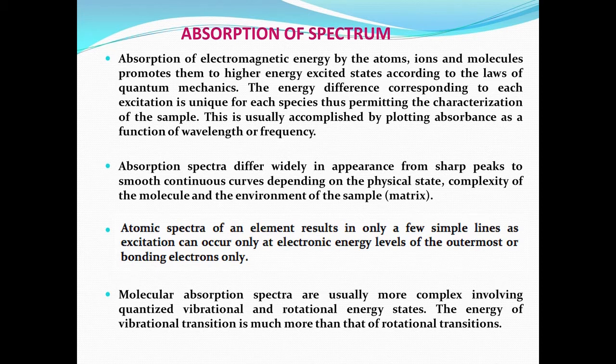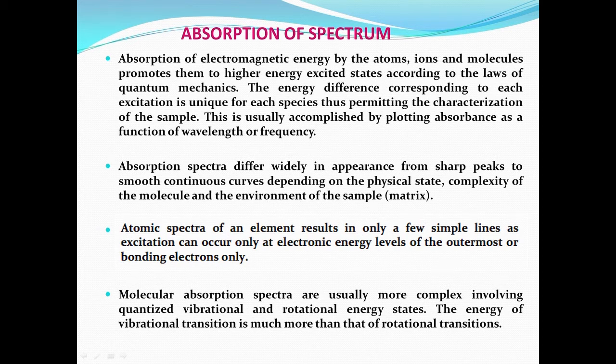So, absorption spectra normally differ, from very sharp peaks to smooth continuous curves like a Gaussian curve, depending on the physical state, the complexity of the molecule and the environment of the sample. Suppose that I take the sample in a liquid state, then the absorption spectrum in the liquid state will be different from the gaseous state or the solid state. So, this is a very important aspect, and it helps to know which state a substance is in before we take the spectrum.